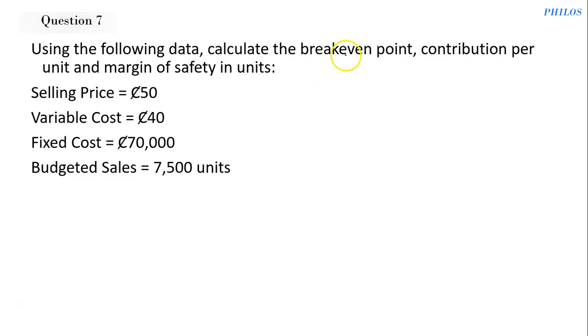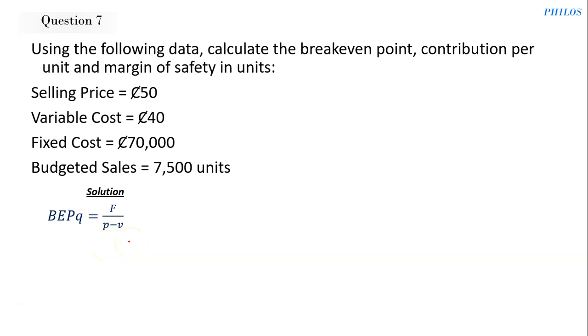Okay. Question 7. Using the following data, calculate the break-even point, contribution per unit, and margin of safety in units. We've been given a selling price as 50 cedis, variable cost as 40 cedis, fixed cost as 70,000 cedis, and budgeted sales as 7,500 units. So to solve this, first we want to find a break-even. Recall that the formula for break-even point in units is F divided by P minus V. Since we have F, P and V in the question, we only substitute in the formula.